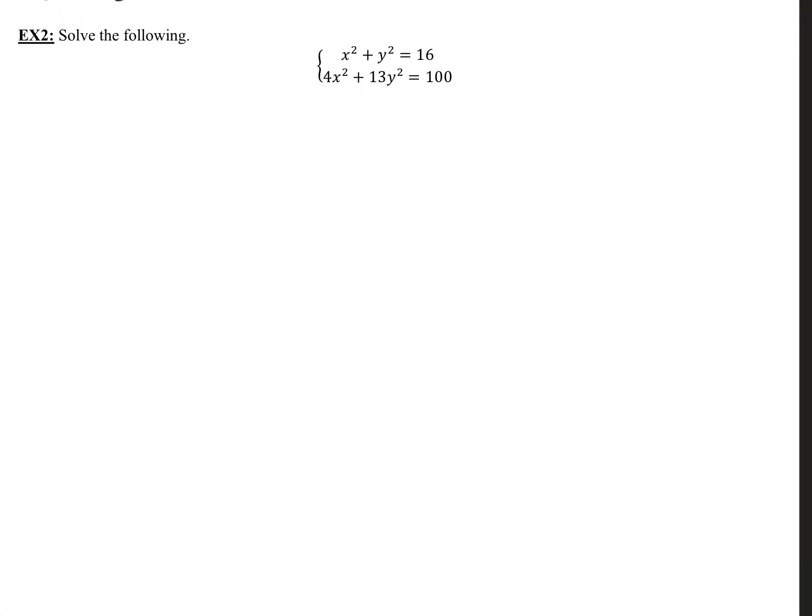So let's take a look at the next example. Solve the following. So what kind of equations do we have here? We have, well, this is a circle, because the x and the y are both squared, and they both have the same number in front.